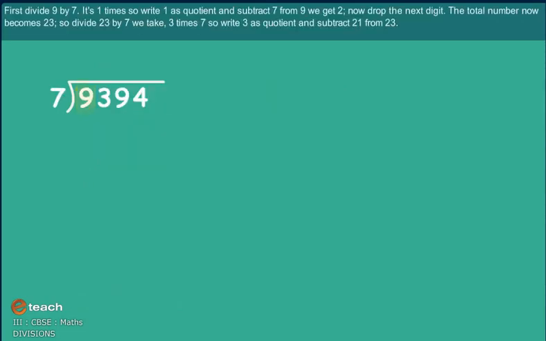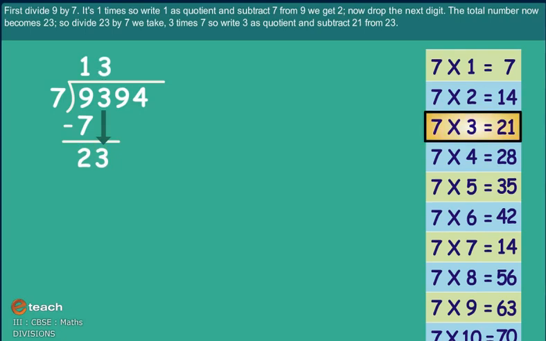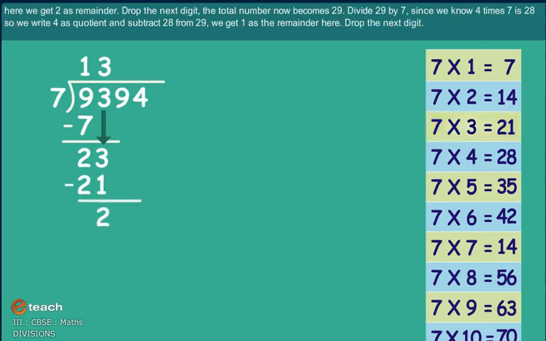First divide 9 by 7. It's 1 time, so write 1 as quotient and subtract 7 from 9. We get 2. Now drop the next digit. The number becomes 23, so divide 23 by 7. We take 3 times 7, so write 3 as quotient and subtract 21 from 23. There we get 2 as remainder. Drop the next digit. The number becomes 29.